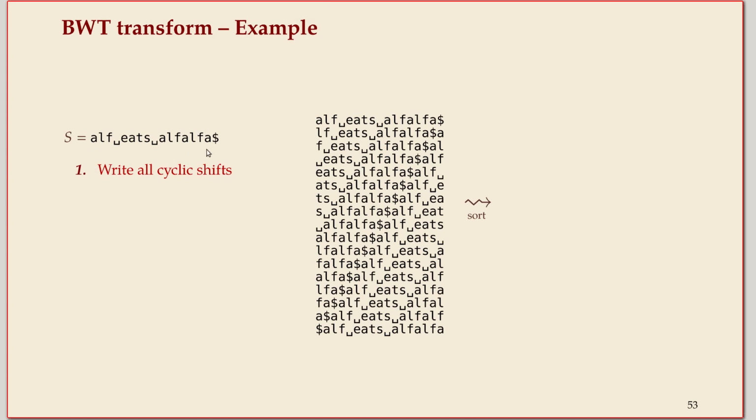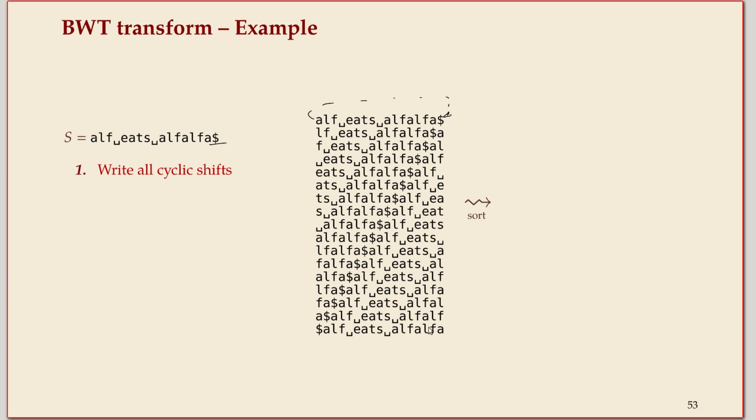Here's a text: "Alf eats alfalfa." Again, valid English text. You write down all the cyclic shifts. So I added the dollar; it is already here. You can get those by just always shifting one character to the left. So here you take the A, you move it all the way over, and then it gets here. So here's your A, and then it starts one character later.